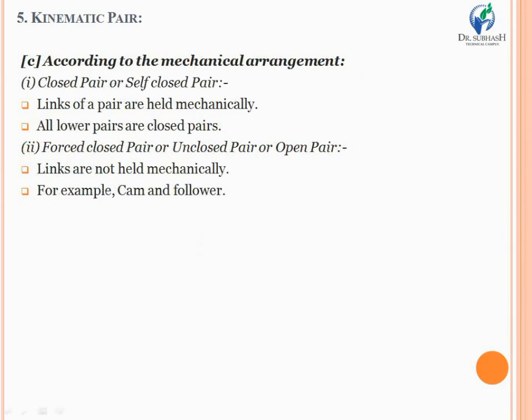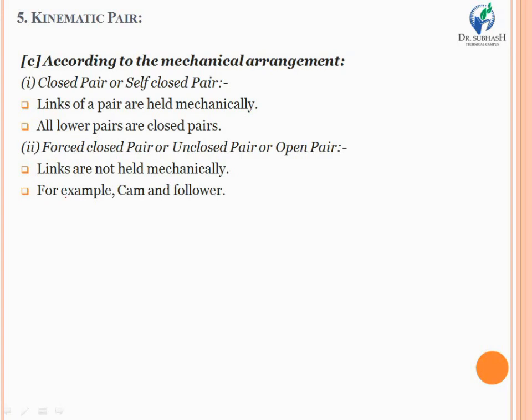And the last classification of kinematic pair is according to the mechanical arrangement. That means how you arrange all the links mechanically. Based on that, you can have the classification. First one is the closed pair or self-closed pair. In such a kinematic pair, all the links of the pair are held mechanically, and generally all lower pairs are known as closed pairs.